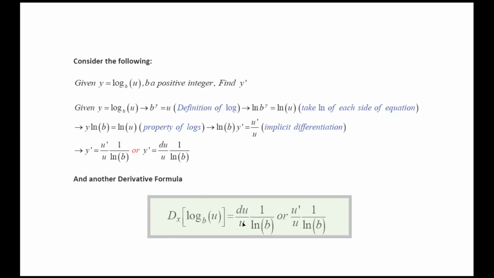It's du over u. That's what you would hope. That's what it is with ln. Du over u, or u prime over u. But if the base is something other than e, you've got to multiply by 1 over ln of the base. Now notice, when we had the derivative for other bases, it was times ln of the base. With the log to another base, it's 1 over ln of the base. You need to keep those straight.